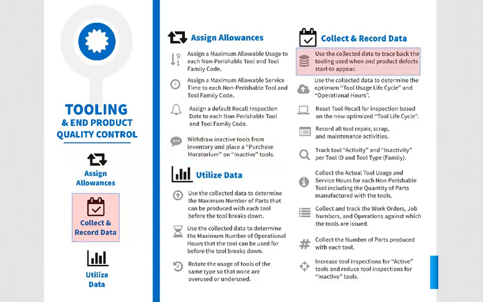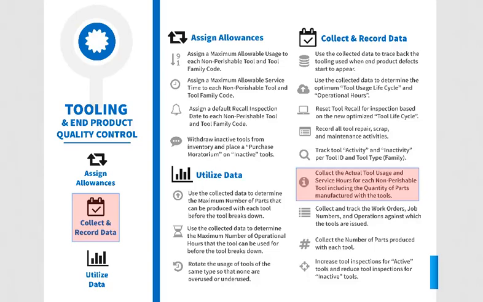Next, we recommend you collect and record data and use the collected data to trace back the tooling used when end product defects start to appear. So if you find a defect in your end product with a quality tool management system, you'll be able to identify all the tools that were used on it, and using the collected data, you can determine the optimum tool usage life cycle and operation hours. You'll be able to tell how long the tool can be used on the shop floor and how many parts we can produce with it before we need to maintain it, repair it, sharpen it, or recall it. With this data, all the tool recall criteria will be based on the new and optimized tool life cycle.